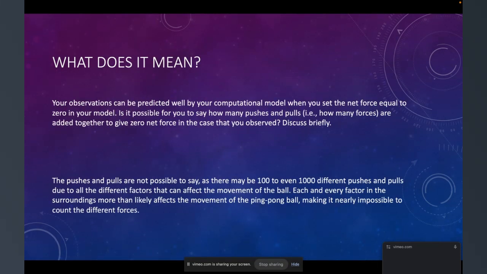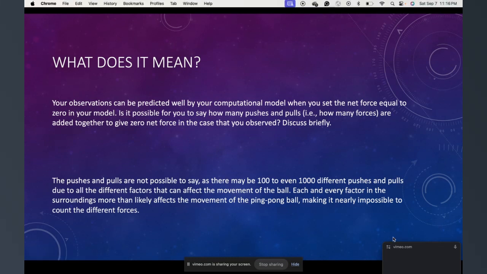And what does it mean? Basically here I'm asking if I can figure out how many forces or how many pushes and pulls are on the ball, to give it a net force of 0. And honestly, it's not possible to say, because there may be 100 to even maybe 1,000 different forces, as all the surroundings affect the ball.